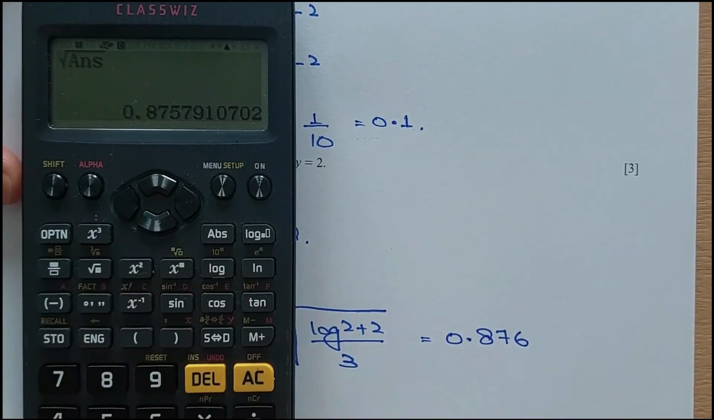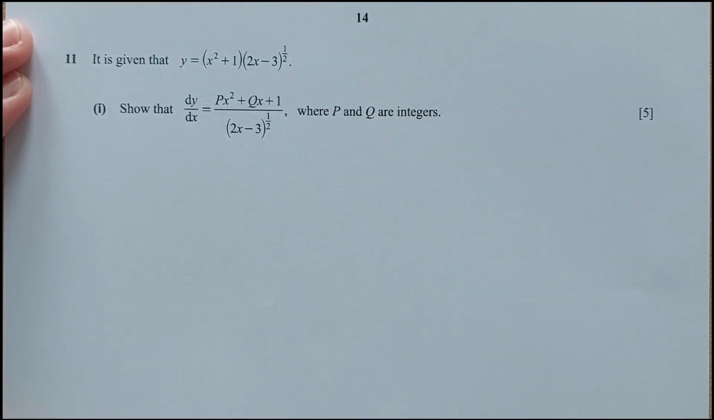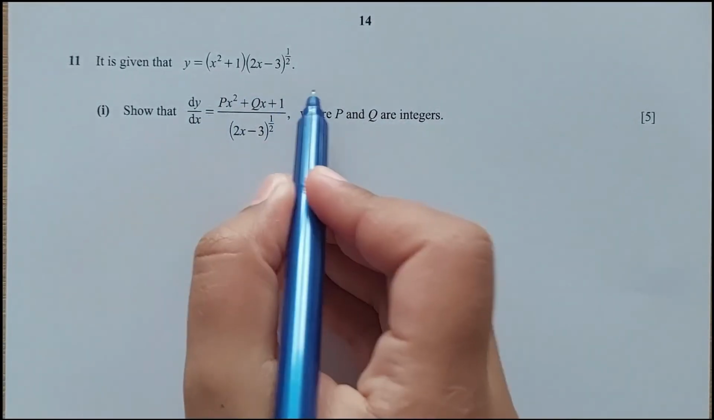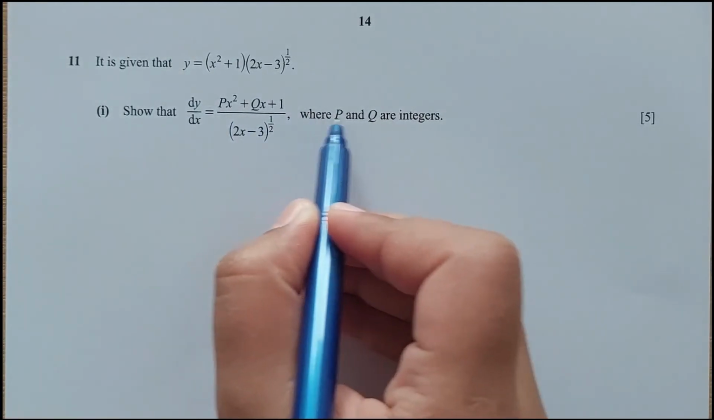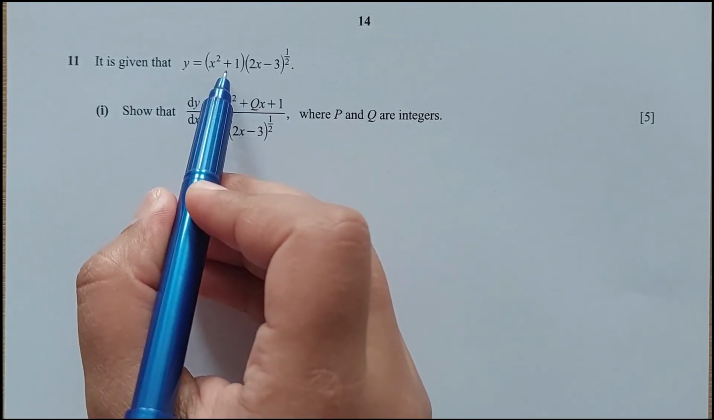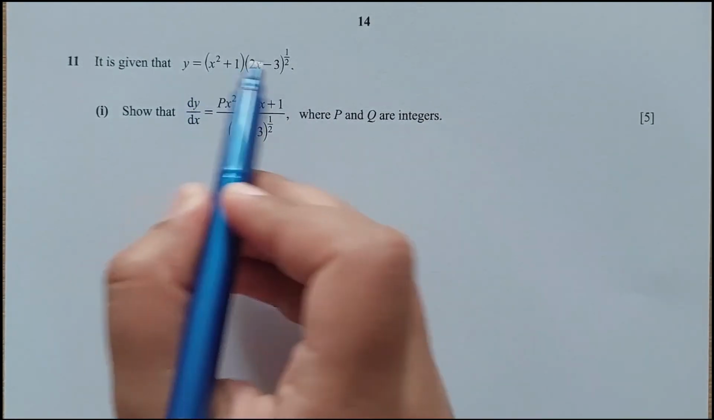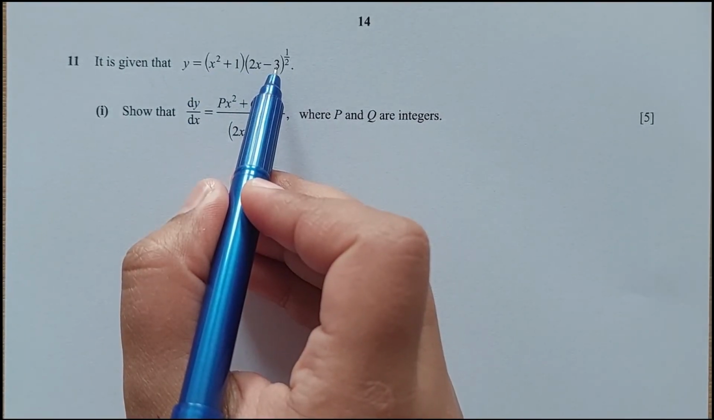0.876, round to 3 decimal places. Question number 11, it is given that y equals this. Now part 1, show that dy by dx equals this, where p and q are integers. So y is a function with the product of two functions. We have to use the product rule in the derivative.